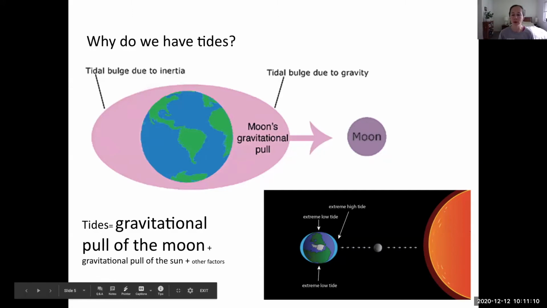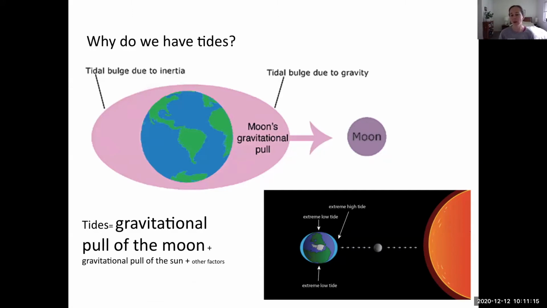And then when the moon is on the other side of Earth here, but still in alignment with the sun, that's when we have a full moon, and that's also a spring tide. Those are our larger tides, our higher tides.